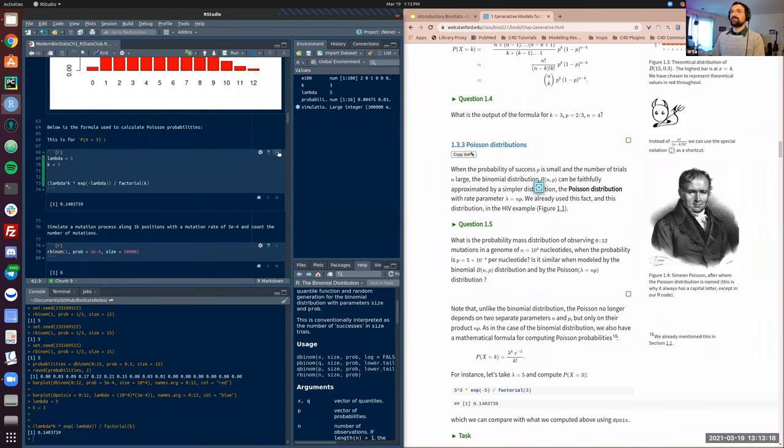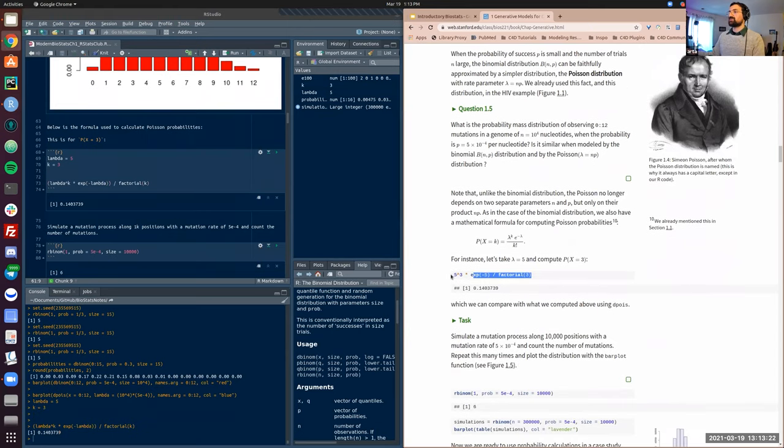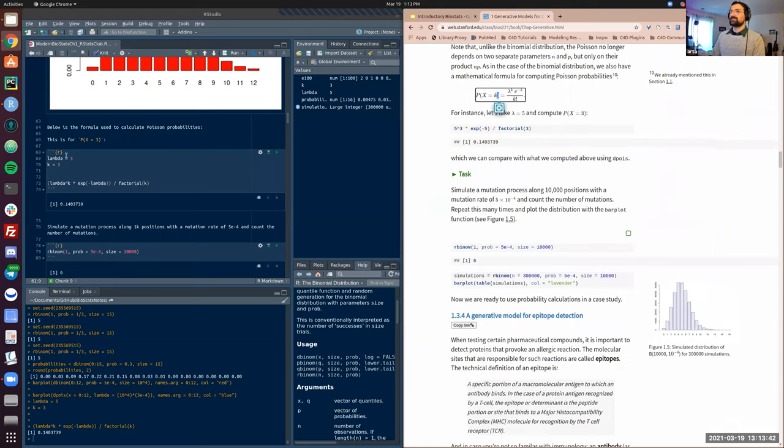And here I calculate the Poisson distribution, or the probability that the number of successes equals X, which is this. Okay, so let's keep going.